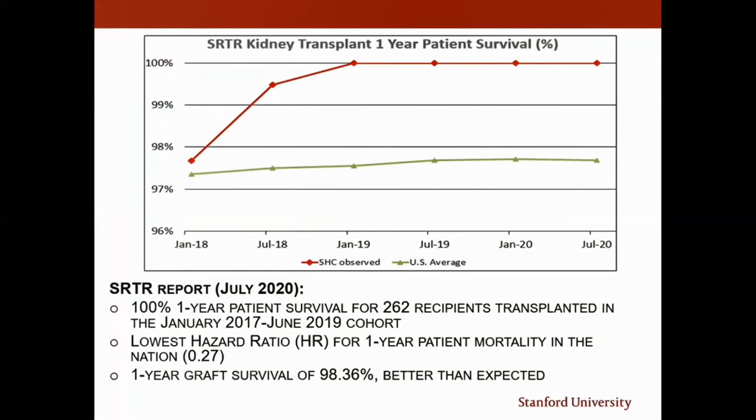So I would like to end by showing some data from the Scientific Registry of Transplant Recipients. This is Stanford data. It shows that we had a 100% one-year patient survival between January of 2017 and June of 2019. We also have the lowest hazard ratio for one-year patient mortality in the nation, which we are very proud of. And our one-year graft survival is 98.36%, which is better than expected.